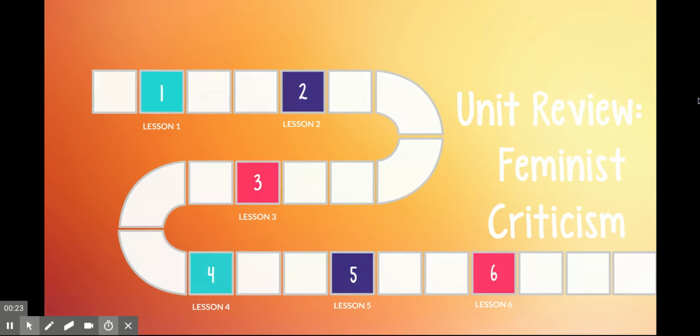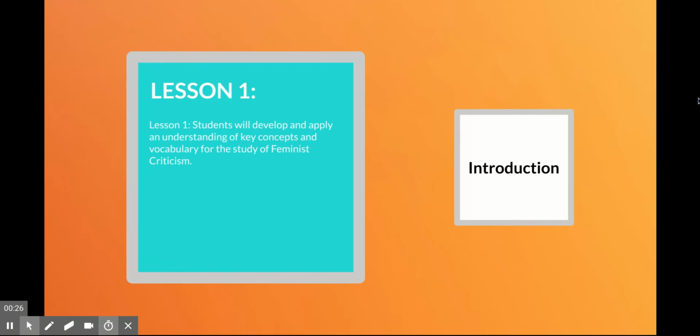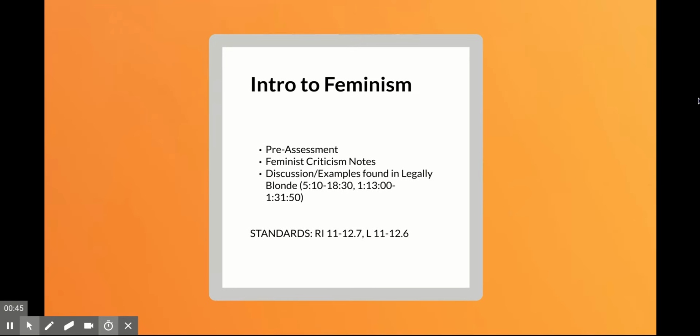All right, the first thing we're going to do, of course, is acclimate ourselves a little bit. I want us to develop and apply this understanding of our key concepts and vocabulary for the study that we're going to do of feminist criticism. Here I'm going to be teaching you about some of the key terms and what feminist criticism actually is. We're going to be doing a little bit of a pre-assessment, just some journal writing, to get our brains thinking about what we know about the subject already. We're going to take some notes, that way we have something to refer back to.